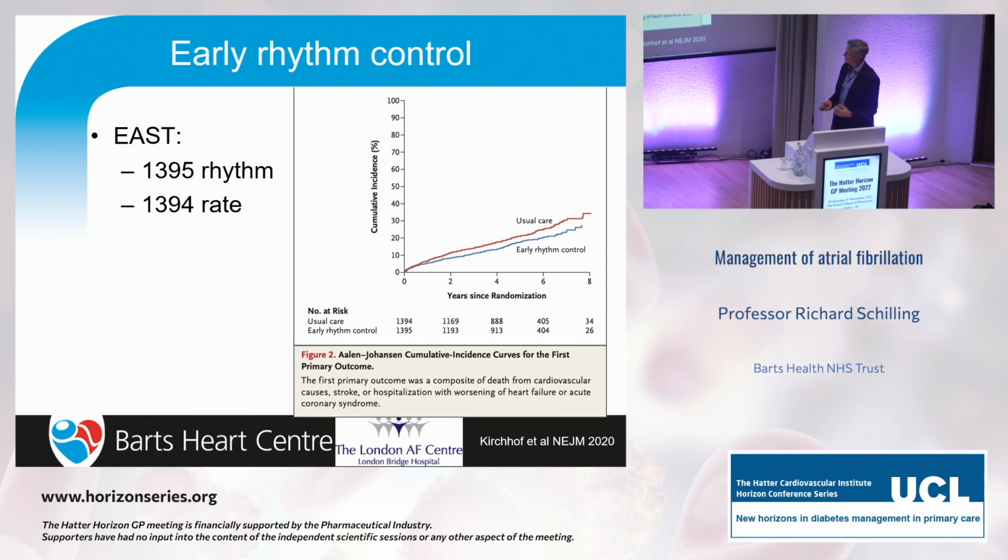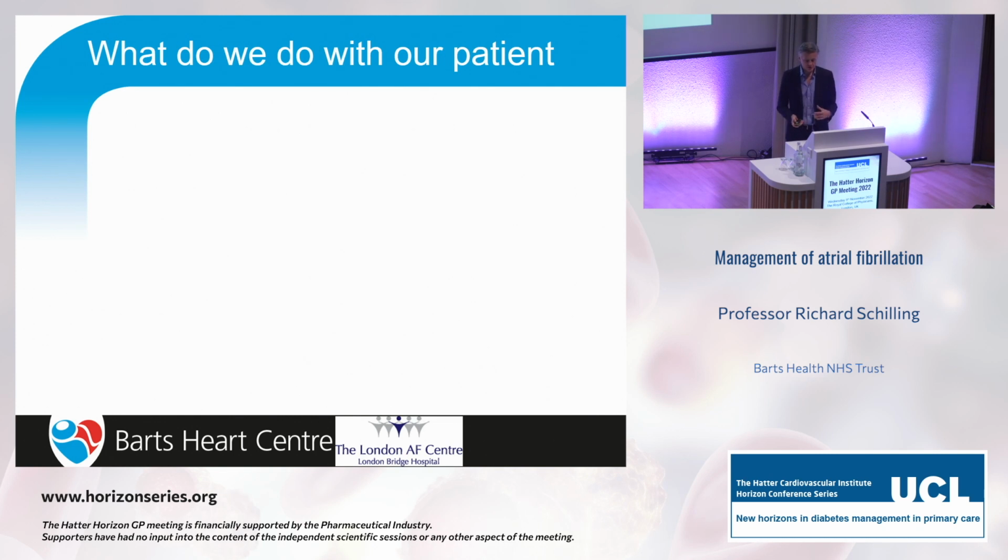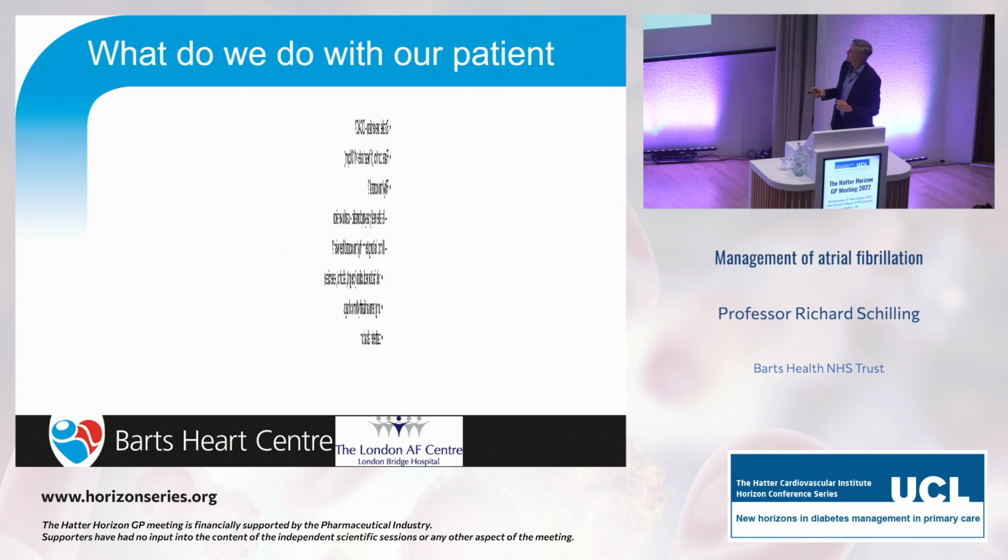And many of us think that this is probably related just to the fact that patients were getting more follow-up and closer follow-up than they would have been if they were in usual care. So what do we do with our patient? Just to remind you, she's 65, she's asymptomatic, and she's got an ECG showing a decent heart rate.